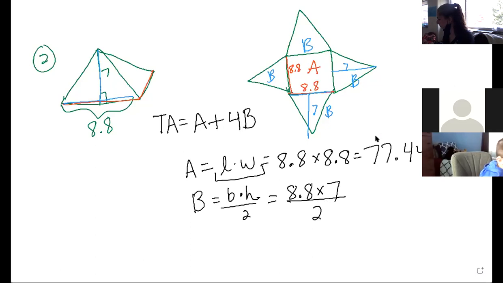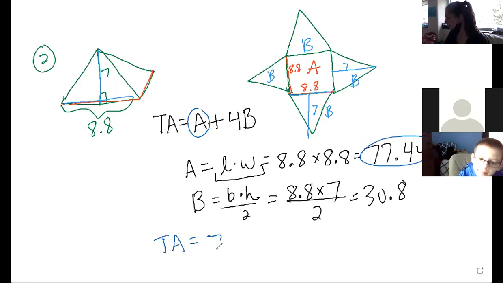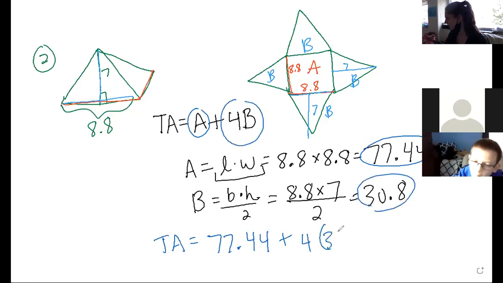Anyone have that amount? I want 8.8 times 7 divided by 2. 30.8? Yeah. Good job. All right, so now I'm going to evaluate taking the value of A and plugging it into my formula. So the total area is going to be 1 of these plus 4 times 30.8. So 4 triangles and 1 square.